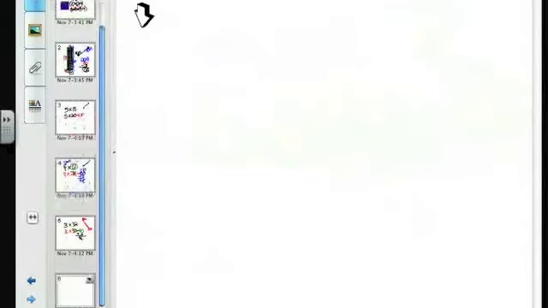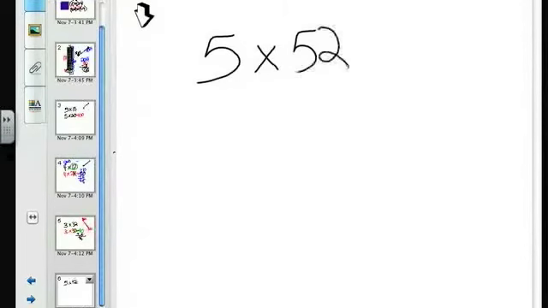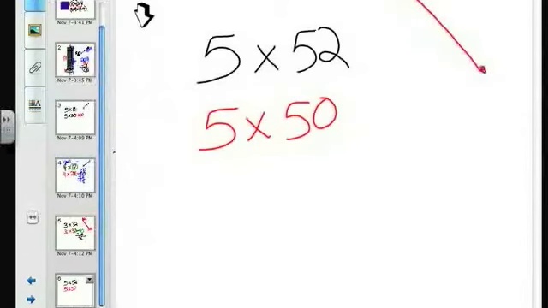Now, let's try another example just like that. Let's go back to 5. I like 5. 5 times, let's say 52. I like 2's there too. So, 52 is pretty close to 50, so we'll round that to 5 times 50. So we started up here at 52, and we came down here to 50. So 5 times 50, cross out the 0.